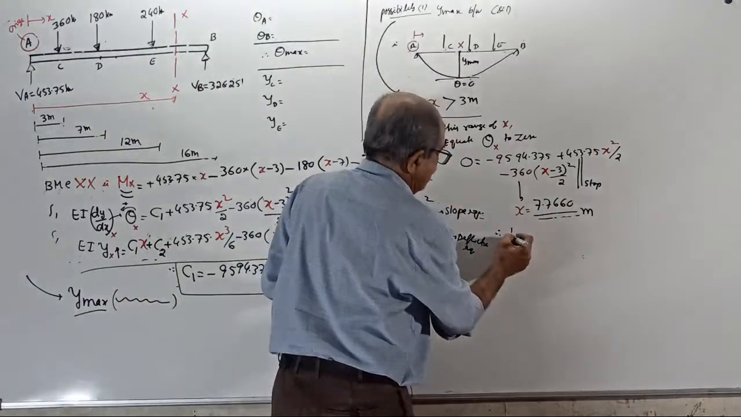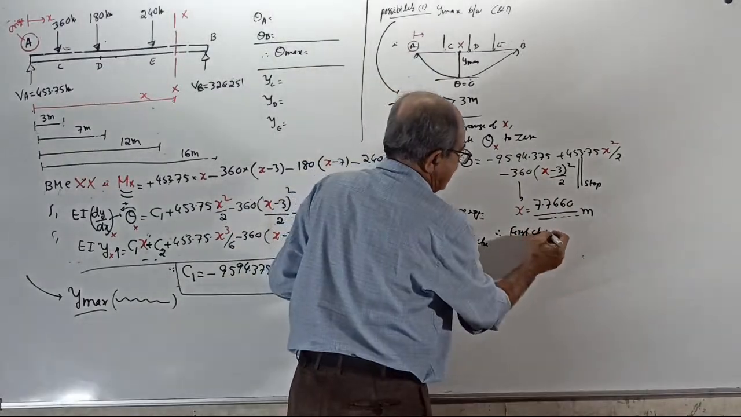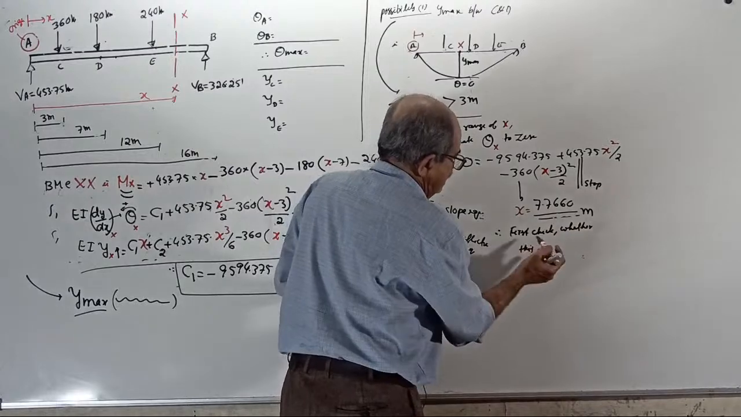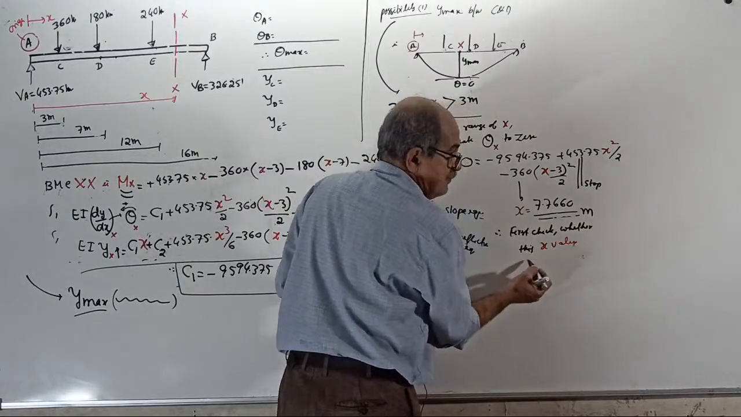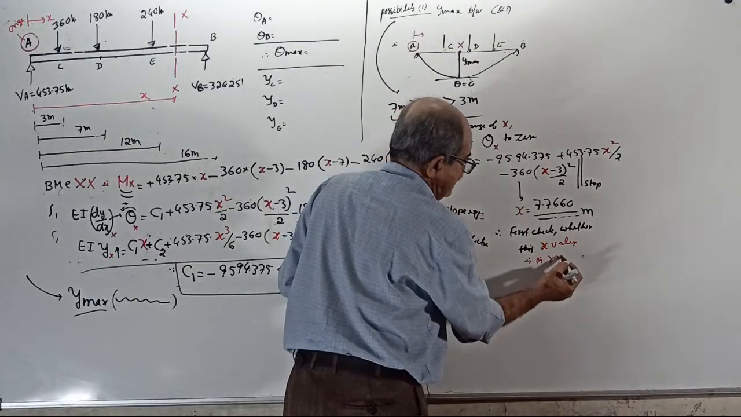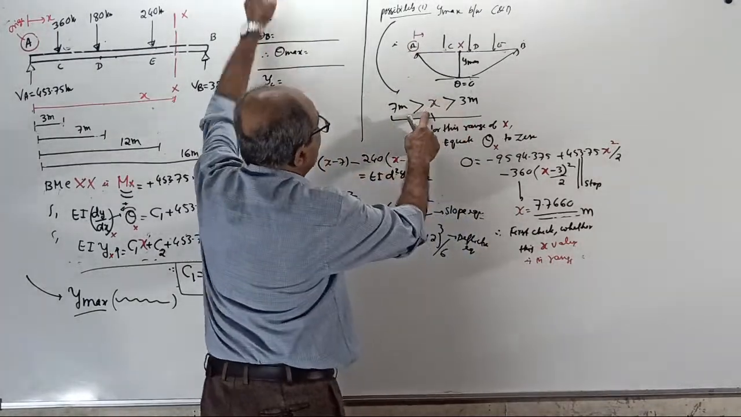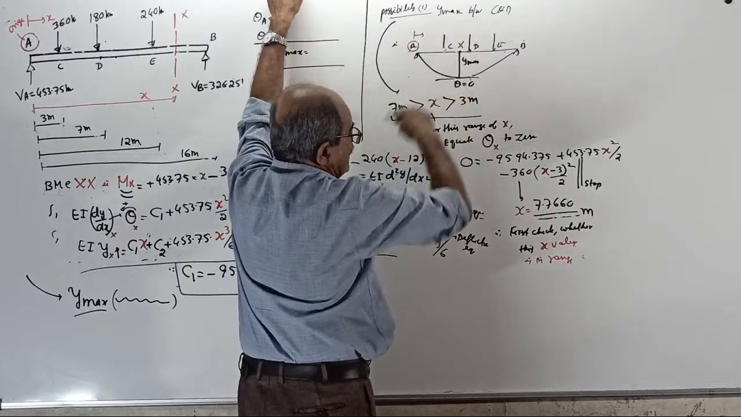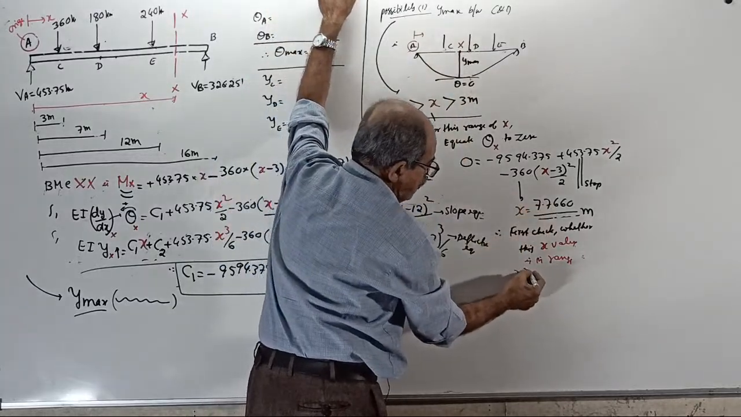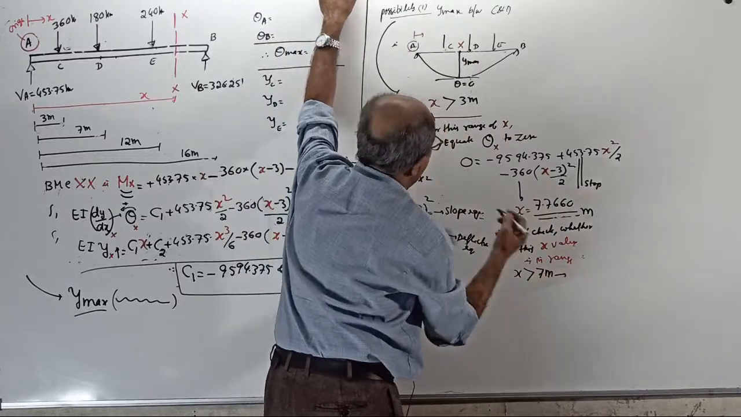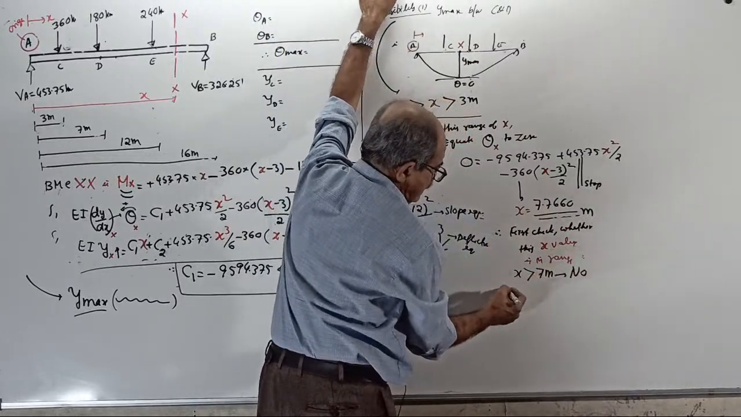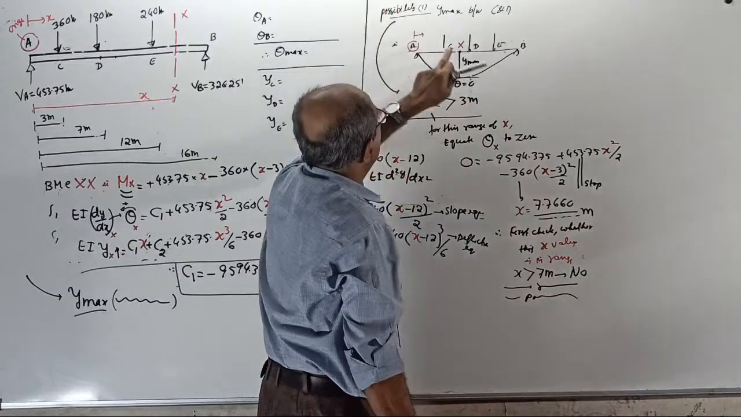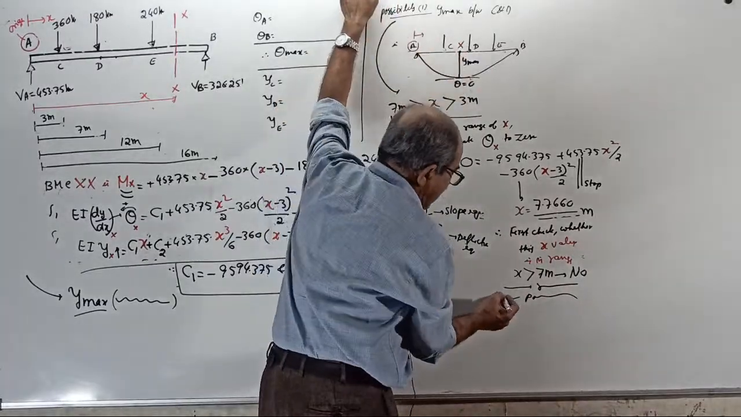First check whether this x value is in the range. Here we assumed that deflection is maximum between C and D. X has to be more than 3 and less than 7. But since we got x more than 7 meter, this range we considered, our possibility 1, that the point lies between C and D, is what?